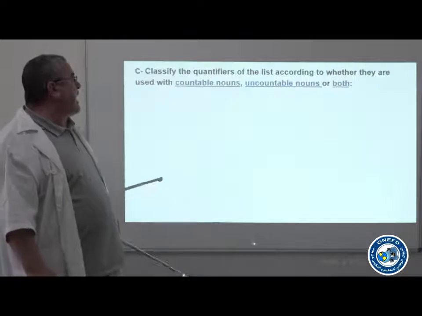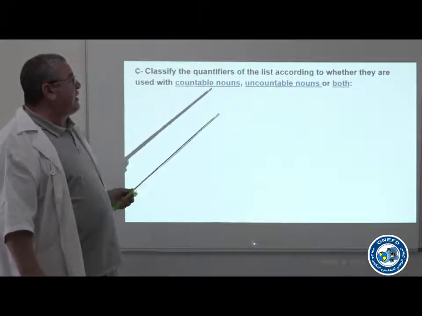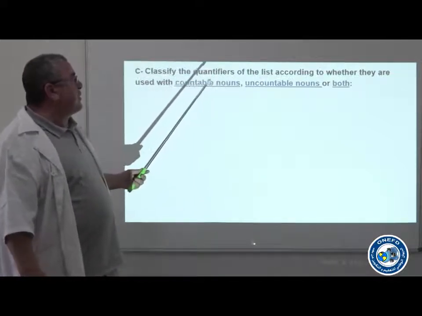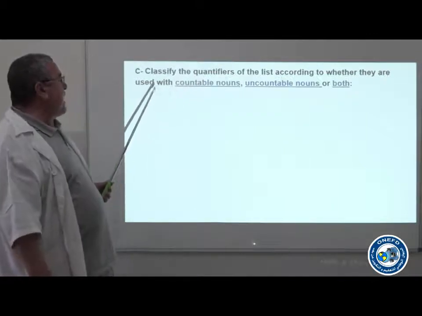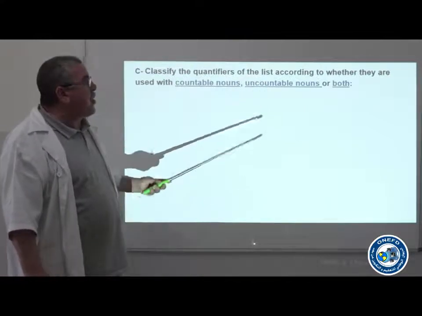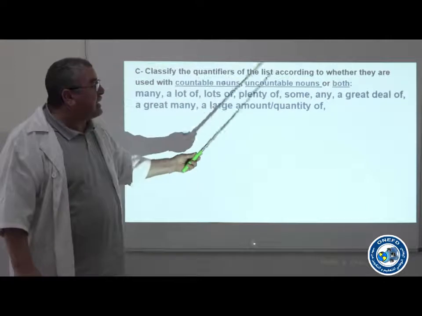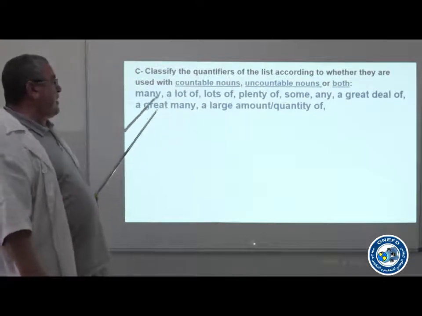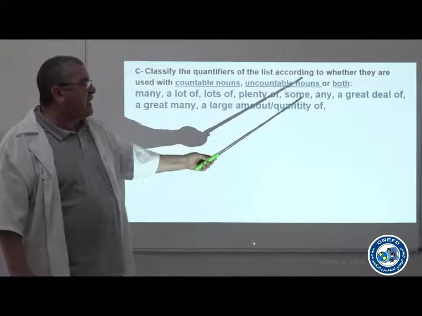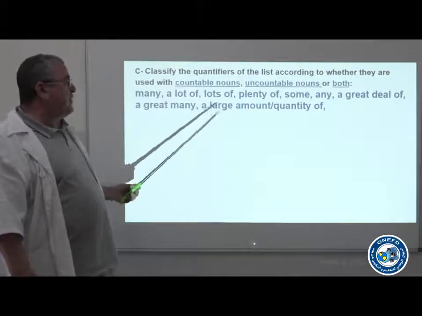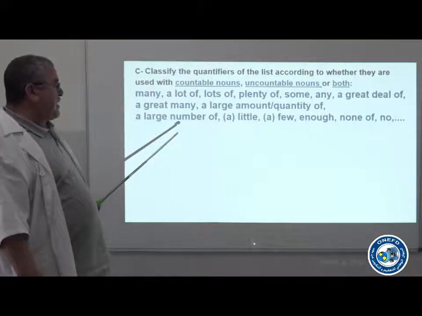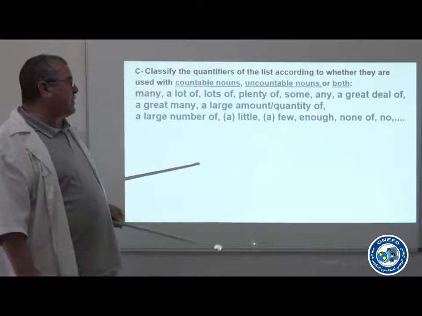So now I will ask you to classify those quantifiers in a table according to whether they are used with countable nouns, uncountable nouns, or with both countable and uncountable. Here is the list of quantifiers. Again, many, a lot of, lots of, plenty of, some, any, a great deal of, a great many of, a large amount or a large quantity of, a large number of, a little, a few, enough, none of, and none.